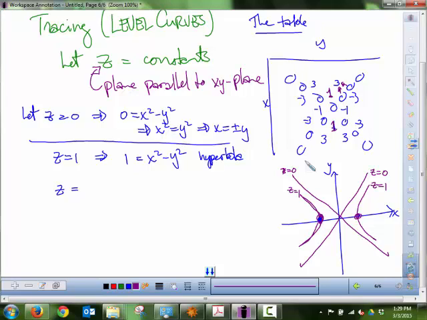And then we could do z is equal to 3, because I'm looking at 3's over here. You can do 2 or 3 or whatever. Let's do 2. 1 is equal to x squared minus y squared. Oops, not 1, but 2 is equal to x squared minus y squared. So that's just another hyperbola that's moved over a little bit.